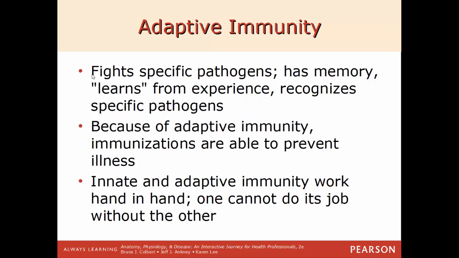Now we'll go into more detail on the adaptive immunity. A key feature about the adaptive immunity is that it fights very specific pathogens. It also has a memory. It keeps basically a database of pathogens it has fought in the past, and it learns from this past experience. So when it's able to recognize things it's fought previously, the response will be much faster and much more aggressive. And it's because of this adaptive immunity that immunizations are able to work.